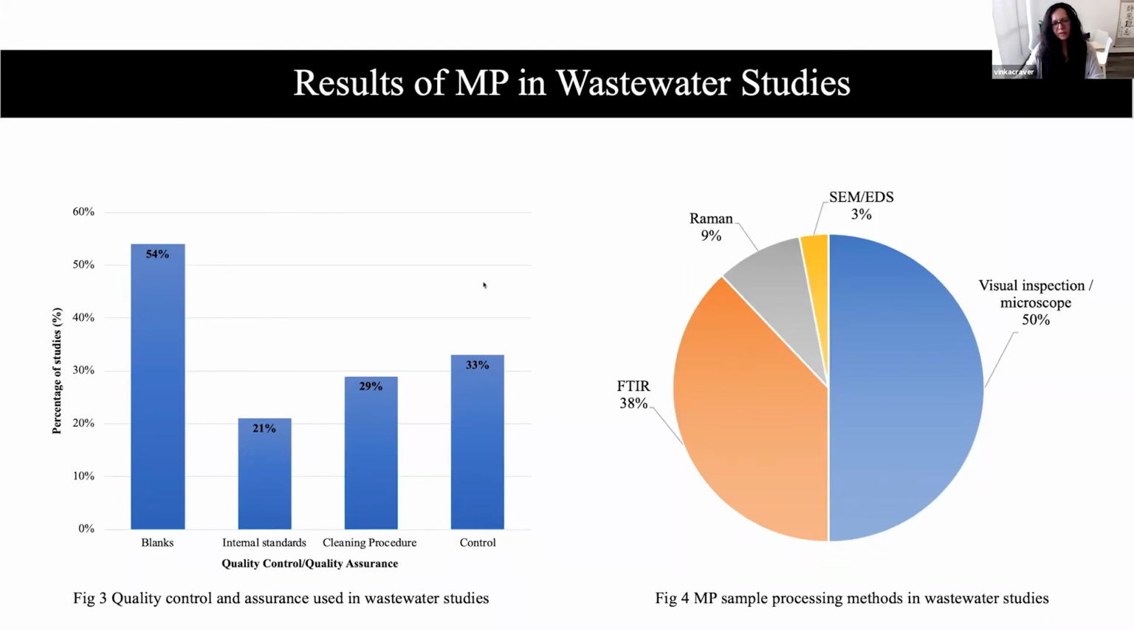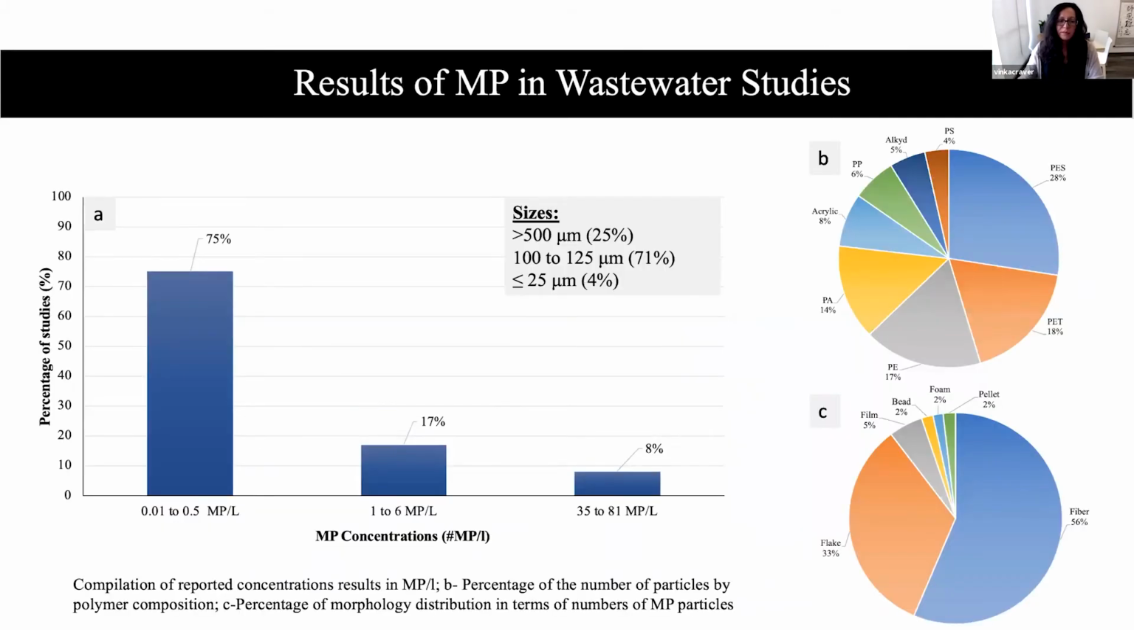And the other three, FTIR and Raman spectroscopy, are the most common methods used to identify the polymer nature of the particles. They were also not even half of the studies were using that method. In terms of sizes, also we found some differences. I'm sorry, this is the amount. We found some differences. Some studies found between 0.1 to 0.5 per liter.